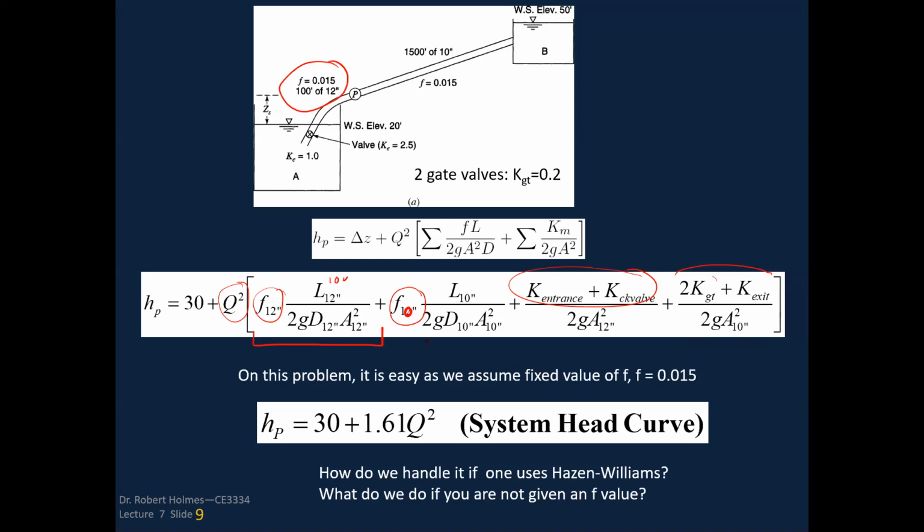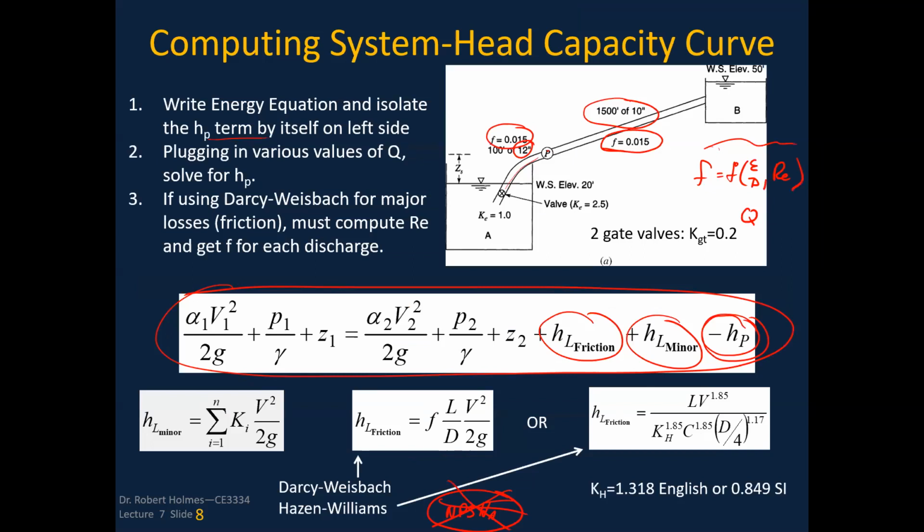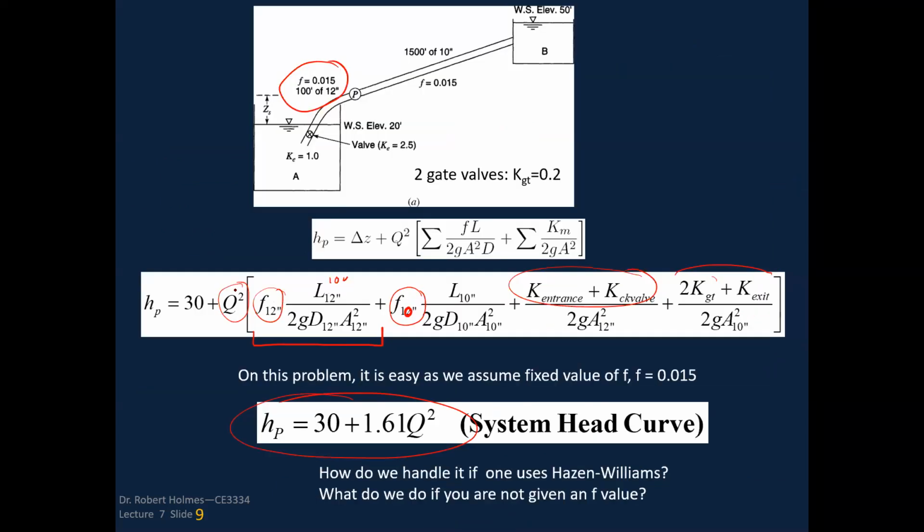If we do all that, this is our system head curve. Now remember, we've got this in terms of velocity here, but we know that the velocity is nothing more than Q over A. So that's how we end up getting the Q squared pulled through on this equation.